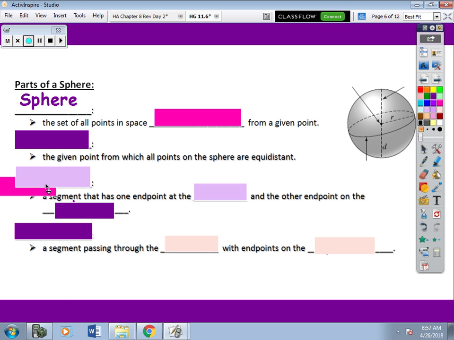So a sphere is defined to be the set of all points in space, in 3-dimensional space, that are the same distance away from the center. That word is called equidistant, which means equal distance from the center.